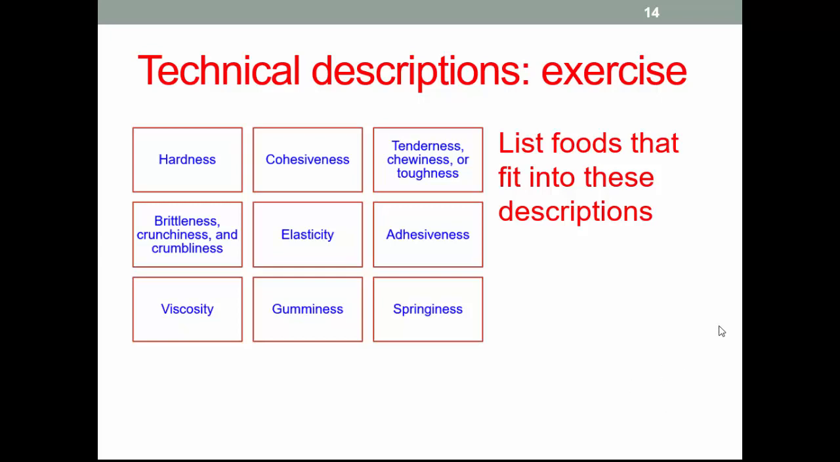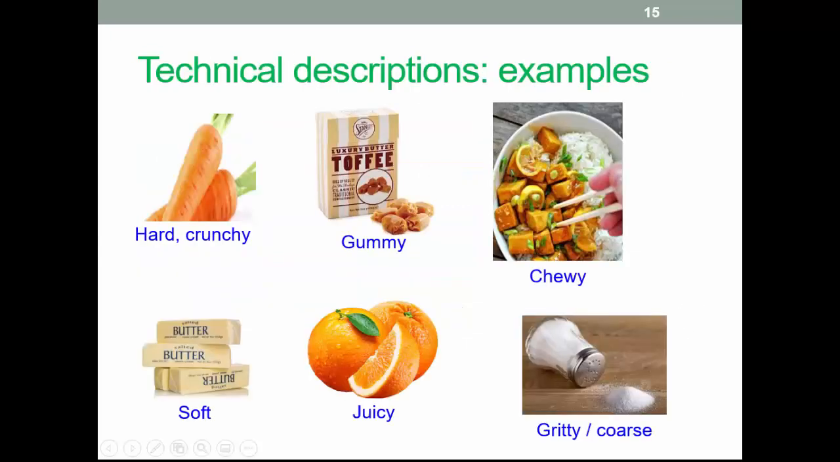Okay, I've assumed you've had a think about that. Pause the video, we've stopped the presentation. We'll move on. Here are some examples. Carrots are obviously hard and crunchy. Tofu, I think that is there, is a bit chewy. Oranges are juicy. Just a few examples.